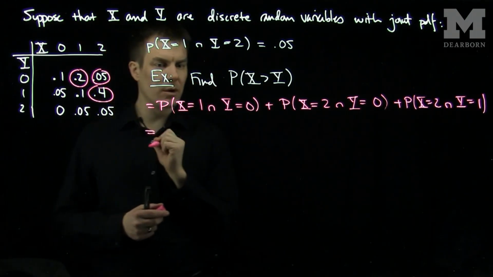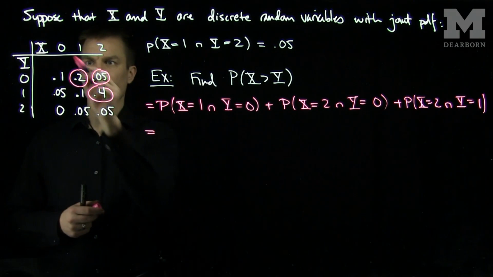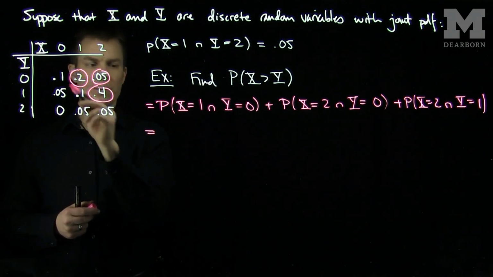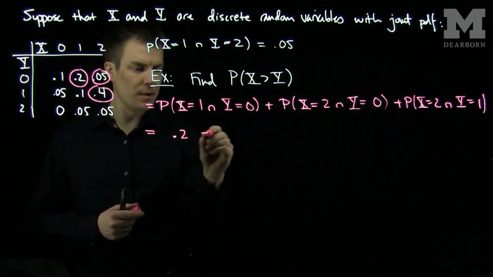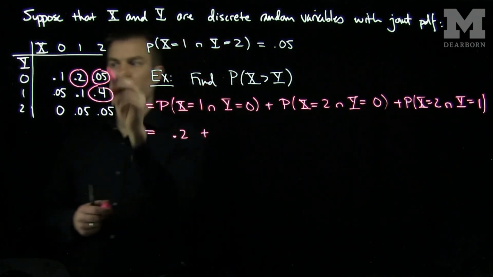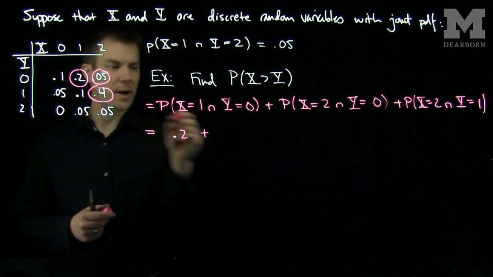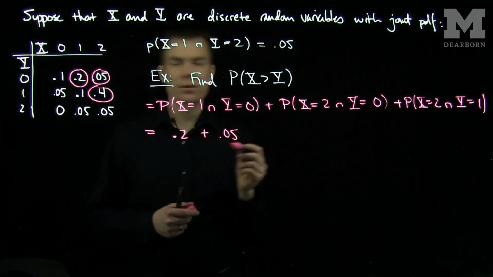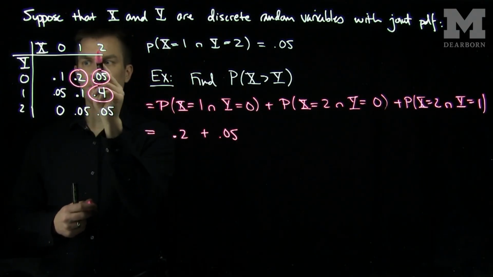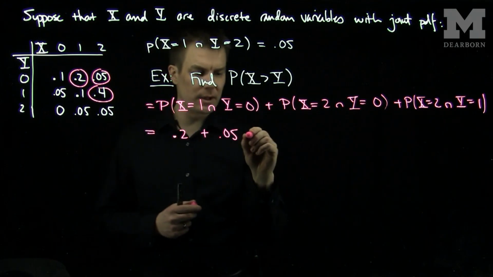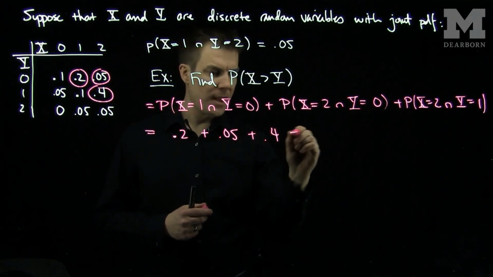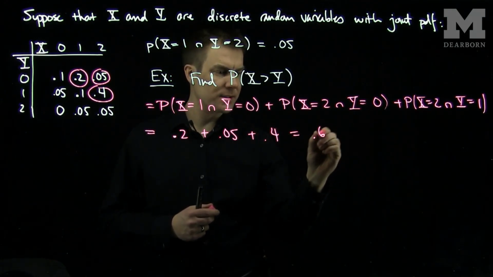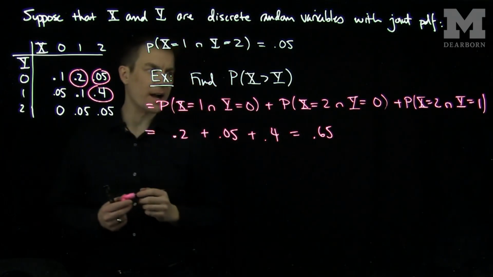So this first probability over here, X equals 1, Y equals 0. So when X is equal to 1 and Y is equal to 0, we have a 0.2 probability. This probability over here, X equals 2, Y equals 0, corresponds to a 0.05 probability. And finally, X equals 2, Y equals 1 has a 0.4 probability. And therefore, we have a 0.65 probability that X is larger than Y.